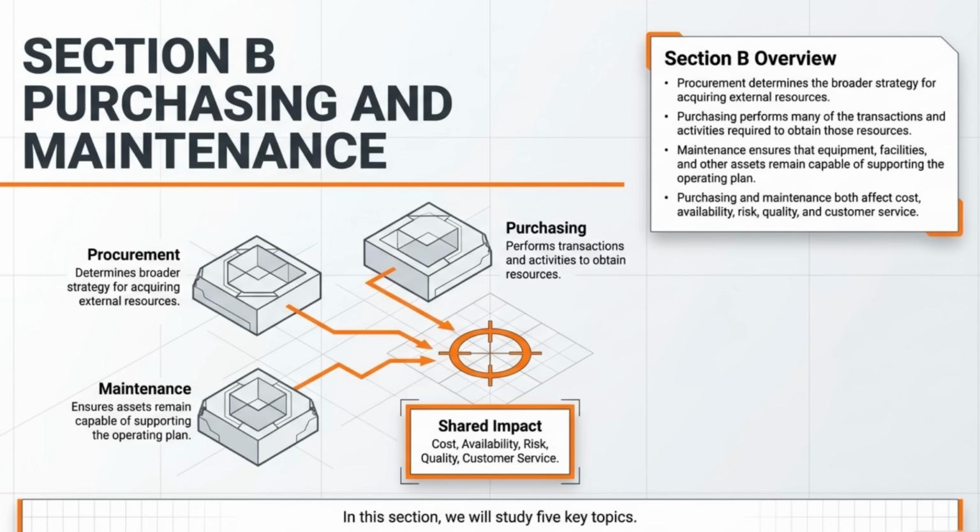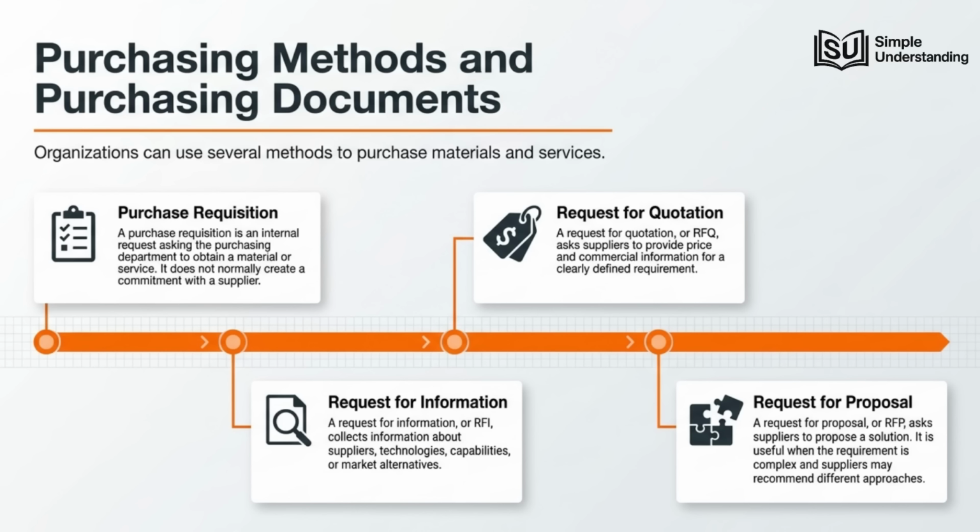In this section, we will study 5 key topics. Topic 1. Purchasing methods and purchasing documents. Organizations can use several methods to purchase materials and services. Purchase requisition. A purchase requisition is an internal request asking the purchasing department to obtain a material or service. It does not normally create a commitment with a supplier.